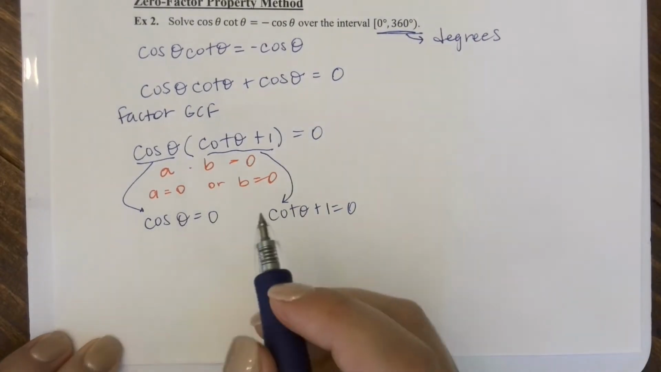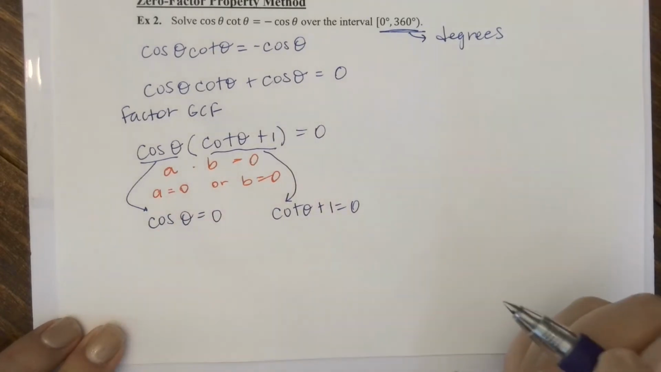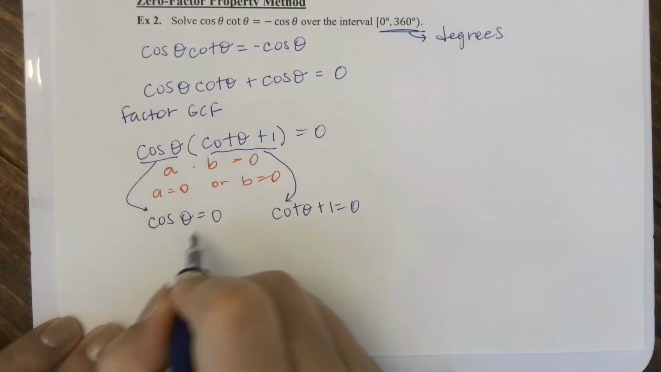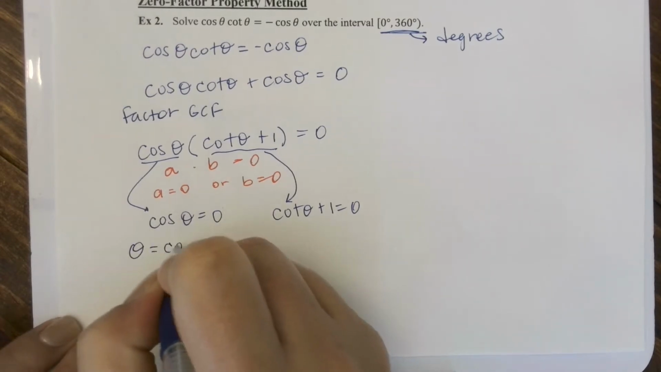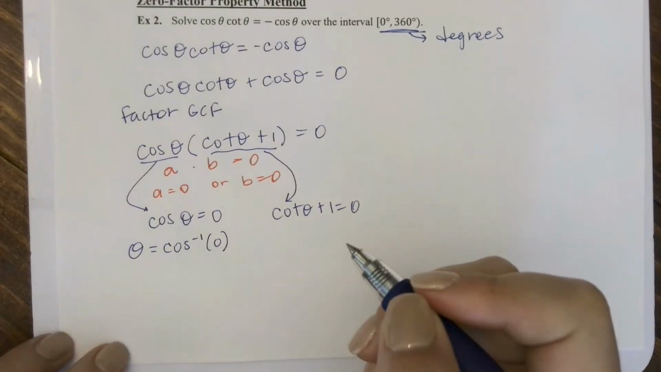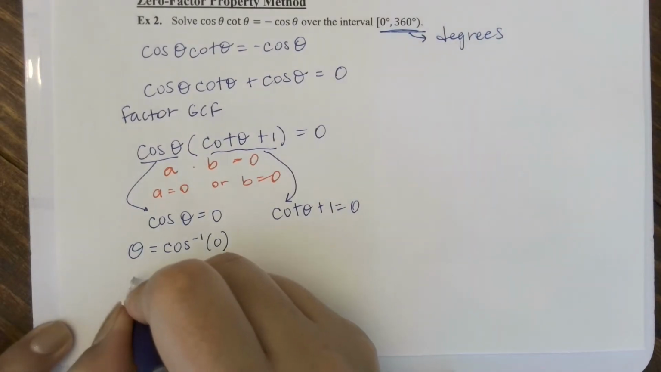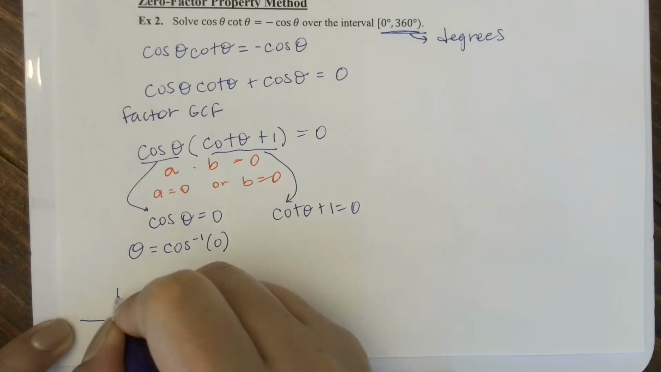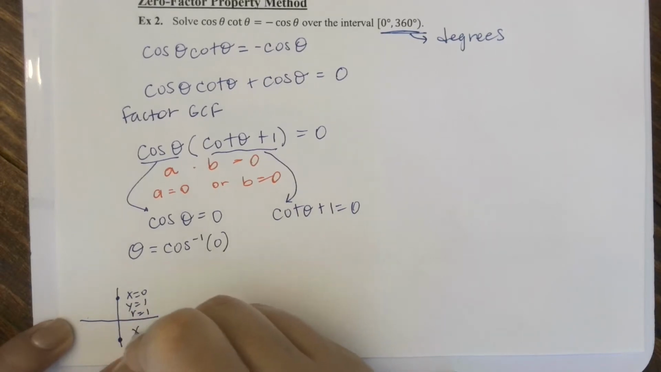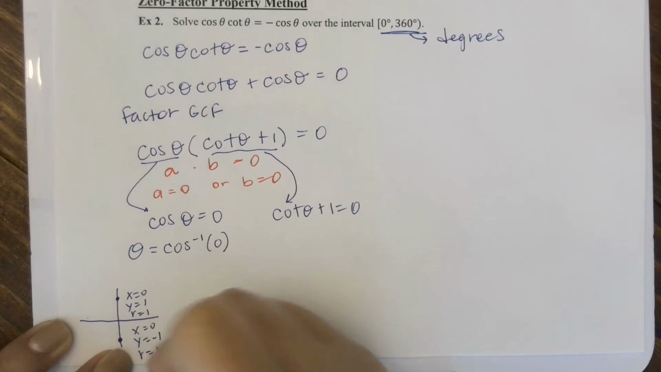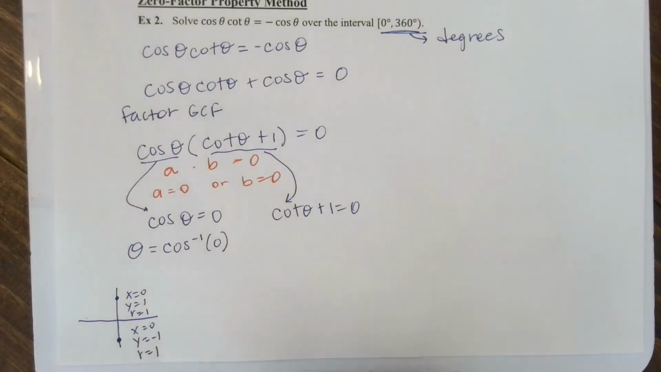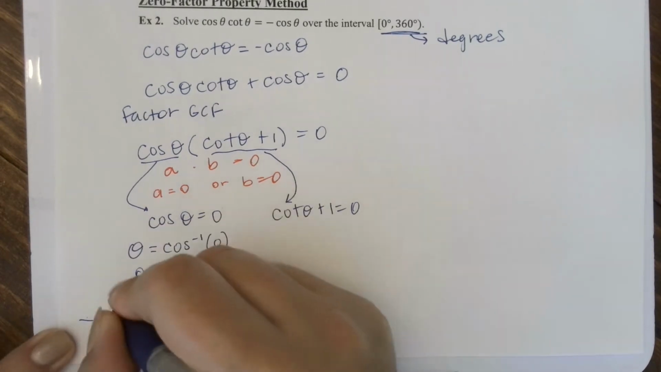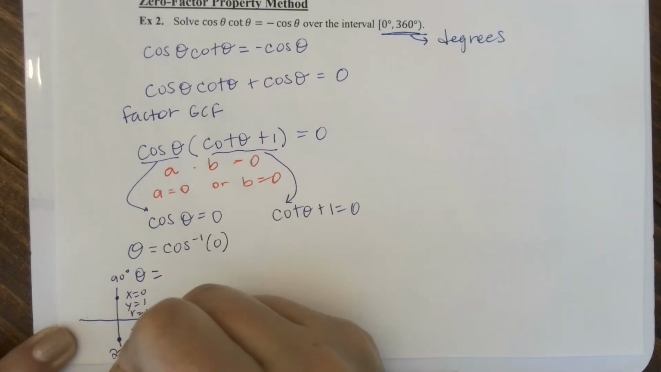Okay, so we want to solve for theta, so we're going to use the inverse functions. So cosine theta equals 0, we can say theta equals cosine inverse of 0. Okay, so for cosine to equal 0, we're going to be on the y-axis. Okay, so x equals 0, y equals 1, r equals 1, x equals 0, y equals negative 1, and r equals 1. So remember that cosine is x over r, so both of these cases we would get cosine equals 0. So this would be theta is equal to 90 degrees and 270 degrees.